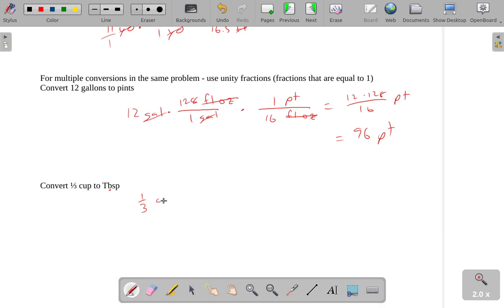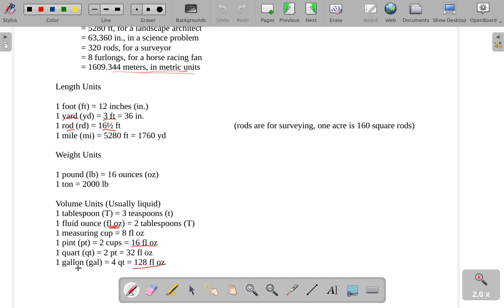So we're starting with 1/3 cup. Let's go over here and figure out, we're going from cups. The only place I see cups are right here. And cups can be converted to fluid ounces. I'm guessing fluid ounces might be the way to go. 1 tablespoon is 3 teaspoons. 1 fluid ounce is 2 tablespoons. Oh, there we go. This is the one we want. 1 fluid ounce is 2 tablespoons.